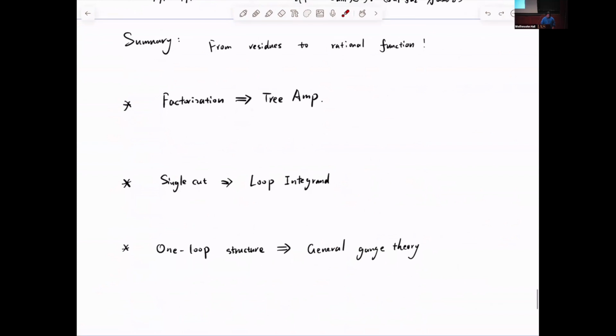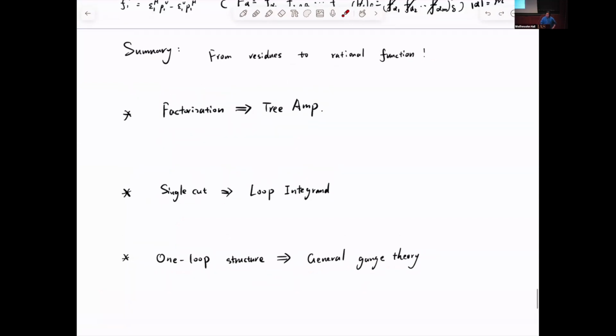So let's summarize. We just want to use some residue calculations to reconstruct the rational functions. At tree level, we use factorizations. At loop levels, we think we can use the single cut to reconstruct. And we also found some one-loop structures, which can give us, from pure Yang-Mills, the more general gauge theories, especially super Yang-Mills. Thank you.